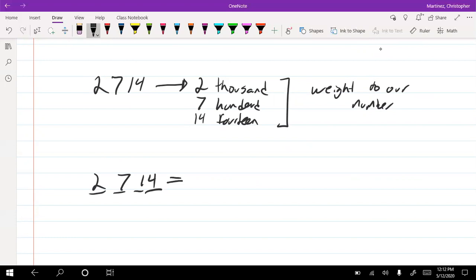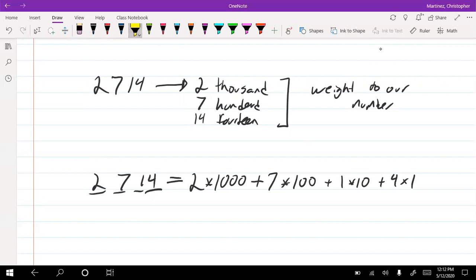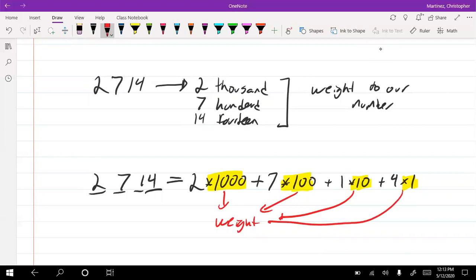Each digit has some value to it. So I have 2,000. Well, that's 2 times 1,000 plus 700, so that's 7 times 100. Now the 14, that's 1 times 10 plus 4 times 1. So everything that we multiply by, all of those items are giving us some weight. It is telling us how much that one digit is contributing to the entire overall value.